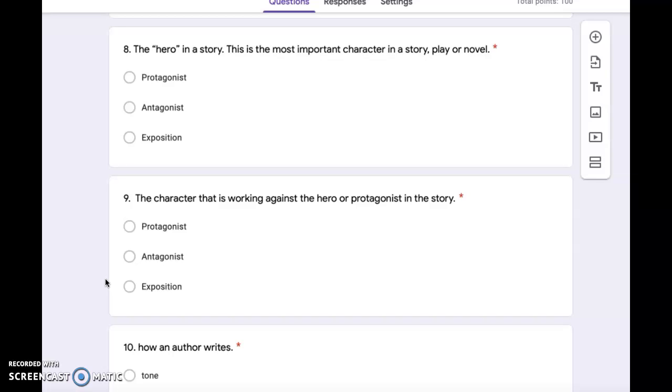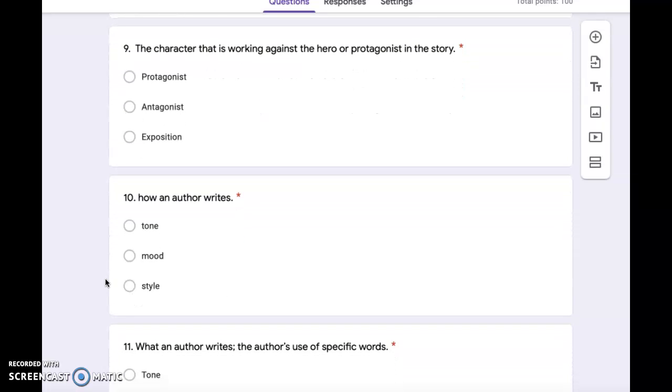Number 8, the hero in a story. This is the most important character in a story, play, or novel. Protagonist, antagonist, or exposition. Number 9, the character that is working against the hero or protagonist in the story. Protagonist, antagonist, or exposition.